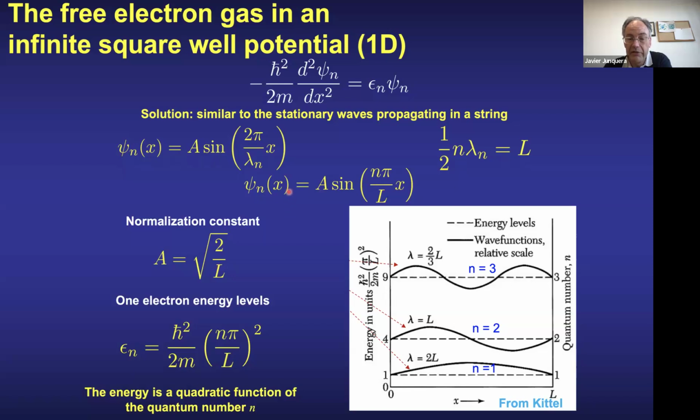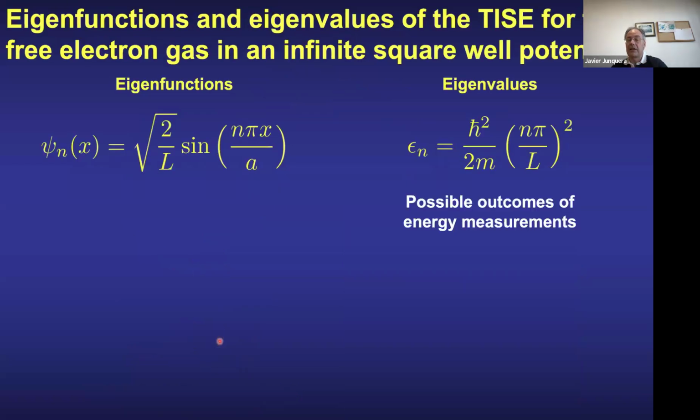And if you replace this wave function in the time-independent Schrödinger equation, then you realize that the one-electron energy levels take this form here: h bar over 2m, and then m pi over L squared. So you can see here how the energy is a quadratic function of an integer number m, and we can go slightly more deeply into the meaning of both the eigenfunctions and the eigenvalues.